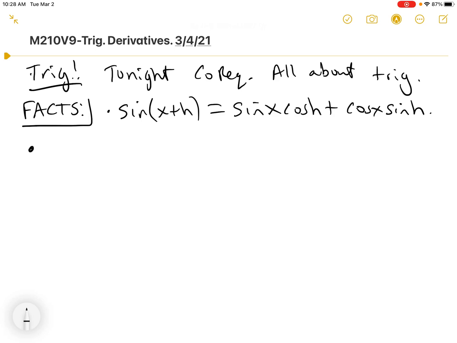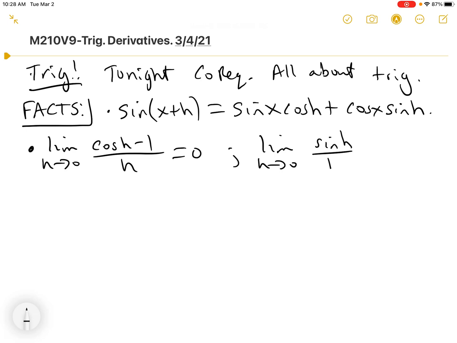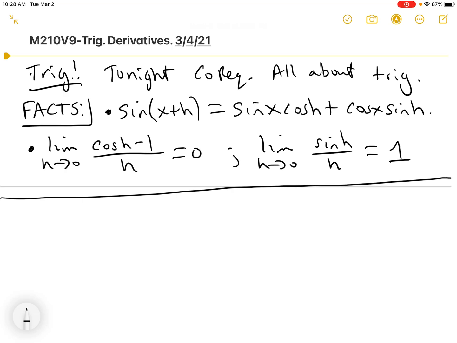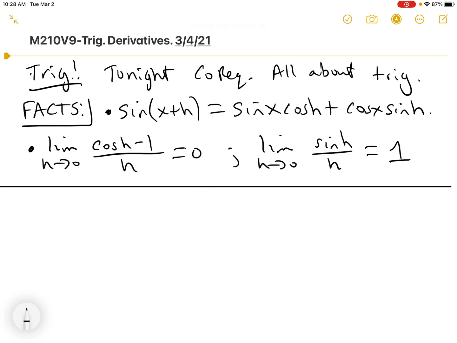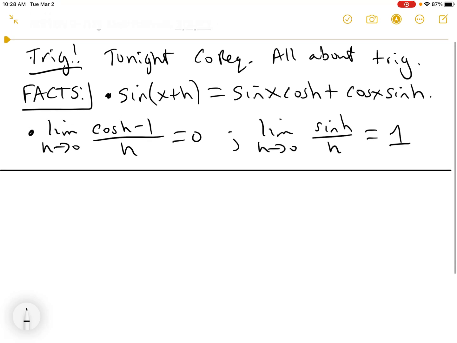There's also two limits that we use without proof, and that is if you take the limit as h approaches 0 of cosine of h minus 1 over h, you get 0. And also if you take the limit as h approaches 0 of sine h over h, you get 1. These are a pain to show without L'Hopital's rule. So for now, we'll just state it as fact, use them, and then later on in the course, when we have L'Hopital's rule, I'll prove why these are true. Okay, so let's jump into this. And I'll come back to these facts that I need later on.